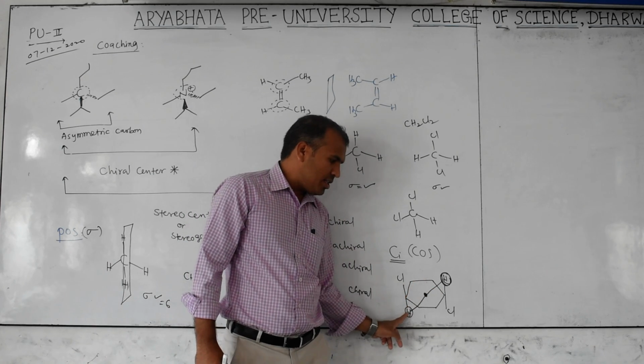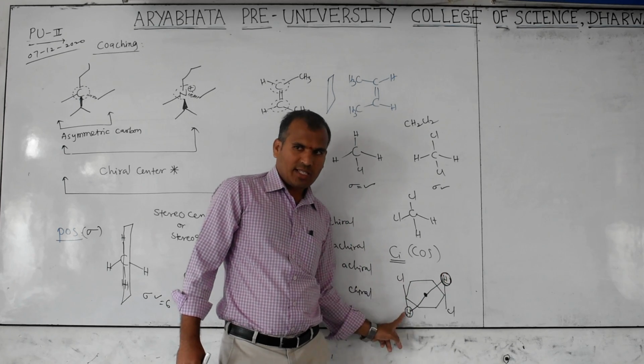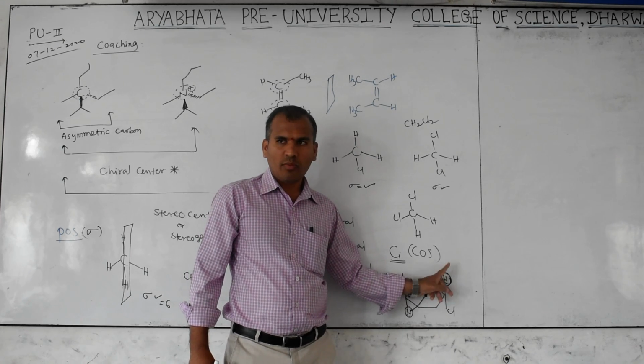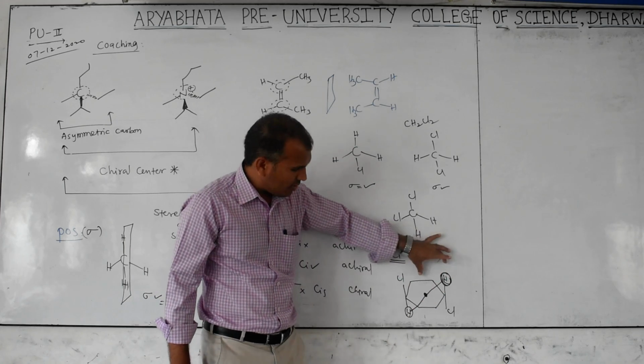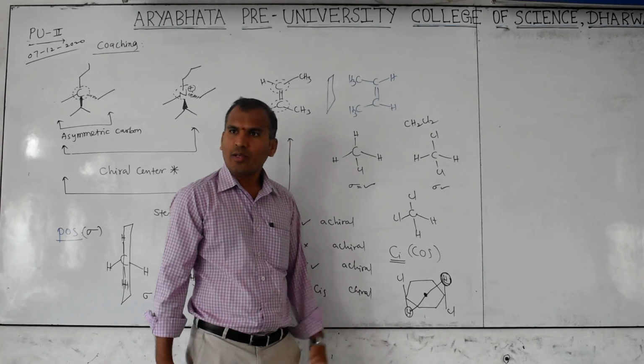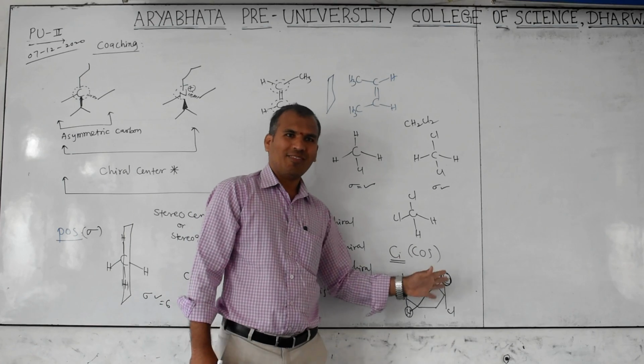If here H is there and here Cl is there, then does it have a center of symmetry? No, because whatever atom or group is there, the same is required here also, and both should be at the same length. We are not measuring with a scale in the examination. We have to consider both are equal length.